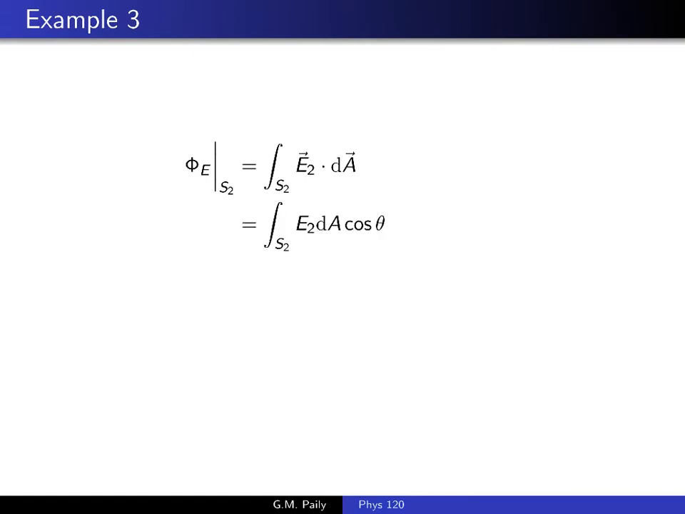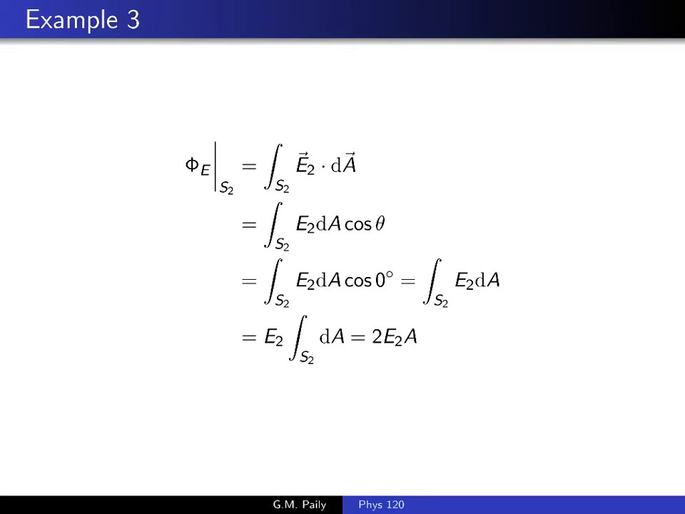We set up our integral, expand the dot product, plug in theta equals 0, which simplifies our integral. Realize that the electric field is constant along the face of the Gaussian pillbox and pull it out, and then integrate. The factor of 2 is because there are two faces, each with area A, that have flux passing through them.